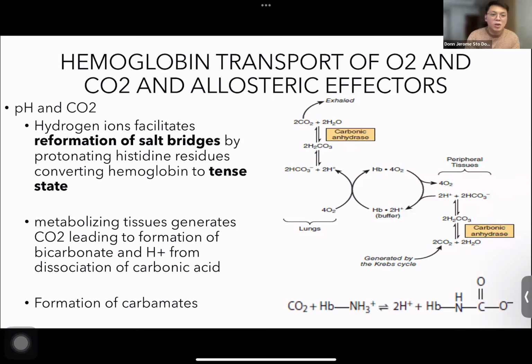Okay, I'm back. Sige. So let's now discuss, no, the different allosteric effectors. First, pH. Carbon dioxide. Sama na natin siya ng hydrogen concentration. So sabi dito, hydrogen ions facilitate reformation of salt bridges. Naalala n'yo yung salt bridges? Ionic bonds. Ano nga uli yung ini-stabilize niya? The AB dimers. Mas madaming salt bridges, mas madaming ionic interaction. What form of hemoglobin will predominate? Is it the T or R form?